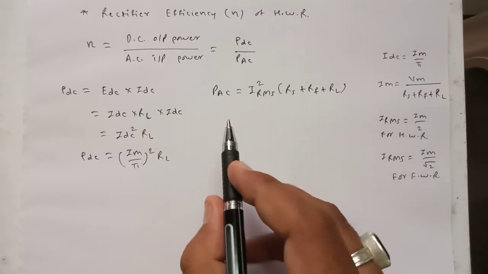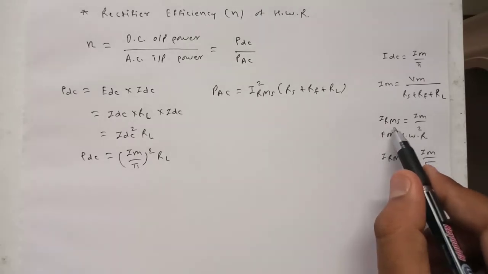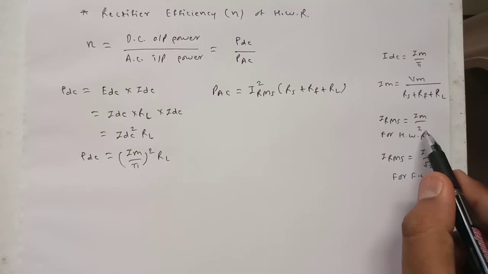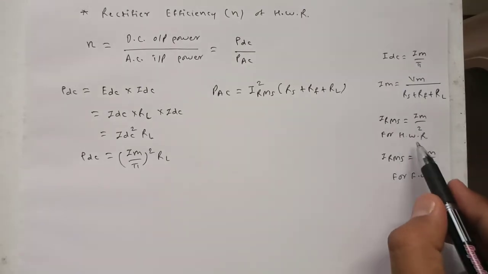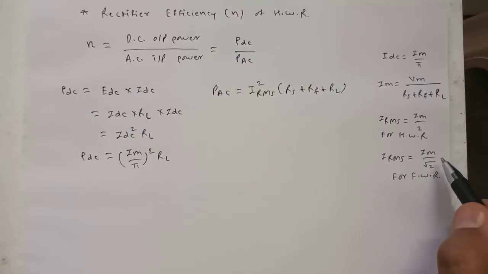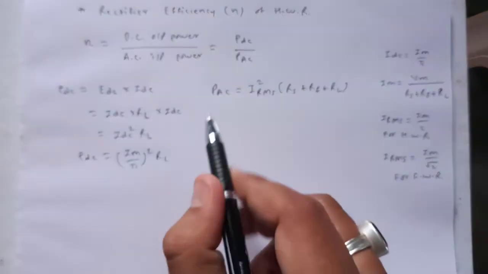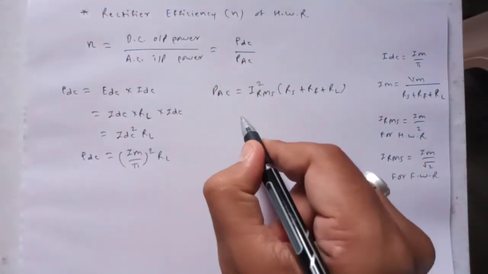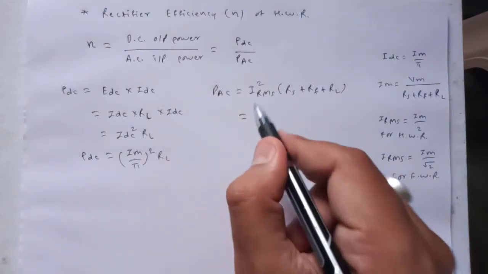Now again, we have seen that in the case of the half wave rectifier, the value of IRMS is given by Im by 2. Remember one thing: it is Im by 2 in case of half wave. In case of full wave, it is Im by root 2. The derivation for the same is also available.